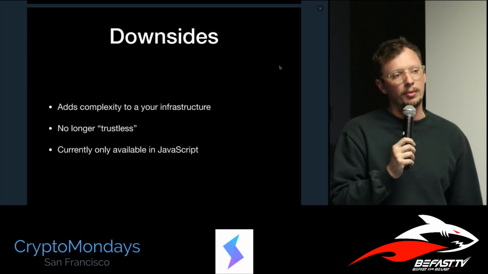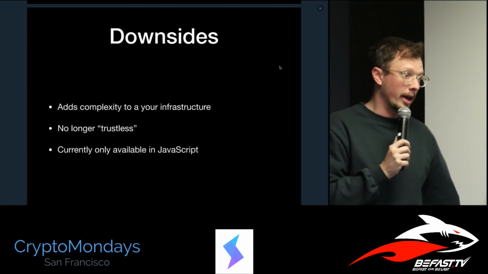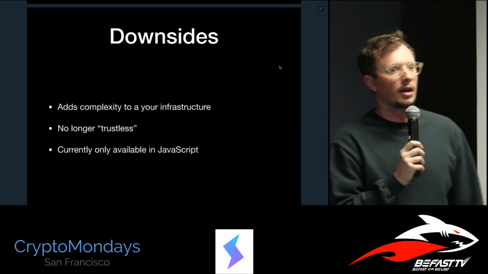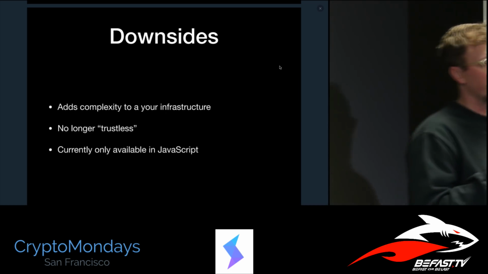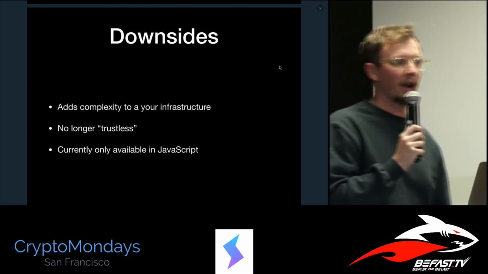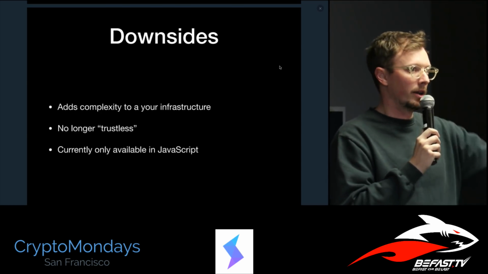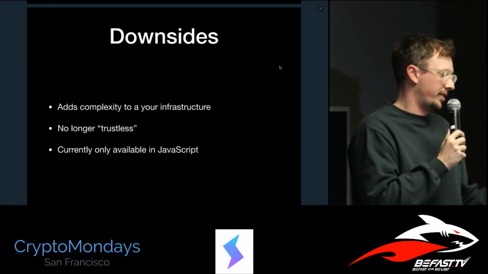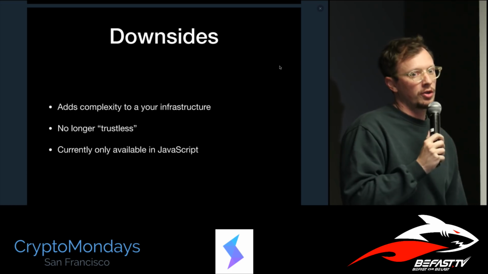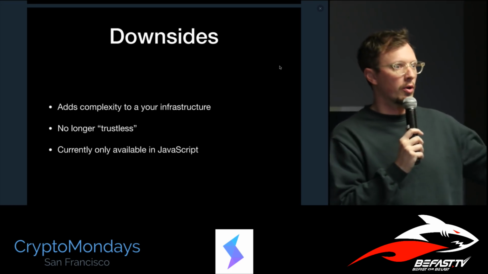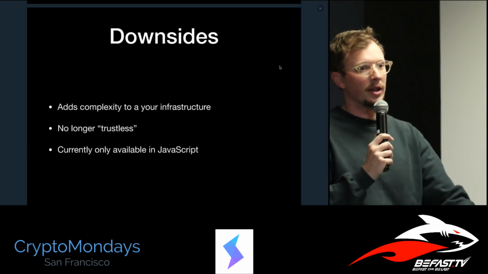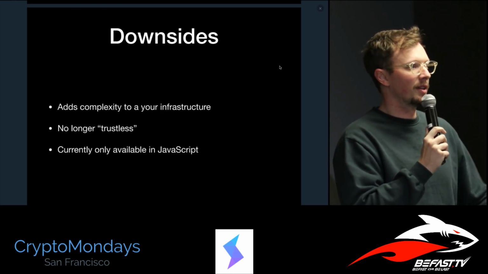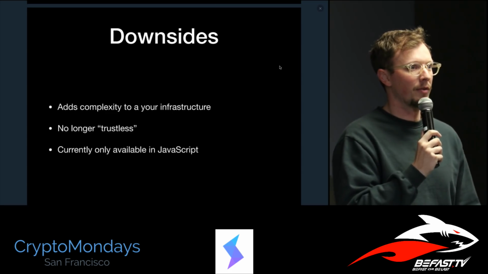I know I'm talking this library up a lot, and I like it. I think it's great, but there are some downsides, and it does add complexity. How great is it that we can use a blockchain as our backend and not have to worry about backends? That's great. Now you are introducing an additional dependency, an additional thing you need to maintain. So there's that. It's no longer trustless. So if you are recording all these actions and putting them in a database that you control, you're losing that trustlessness of the blockchain. You no longer have those guarantees.